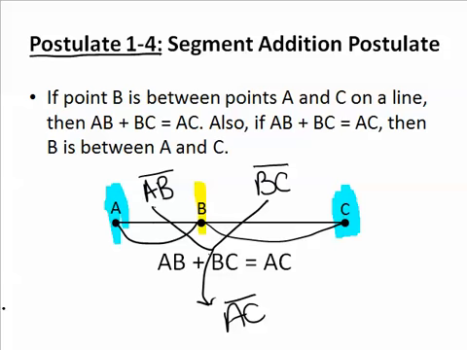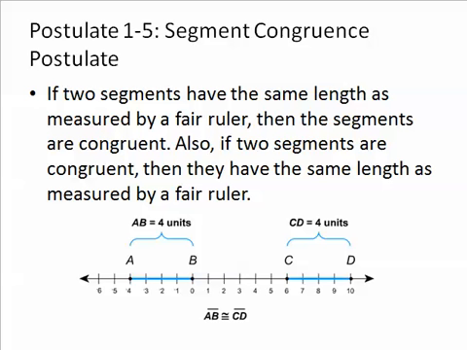That's all it's saying. Let's look at postulate 1-5. It's the segment congruence postulate. This might be something where you're like, oh, well, yeah, that makes sense. But we still have to claim it as a postulate, that we're going to say that it's absolutely true. Remember, that's what a postulate is. A postulate doesn't have to be proven. A postulate we just take to be truth.